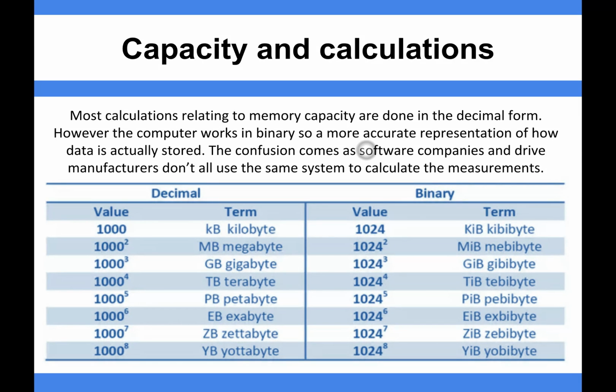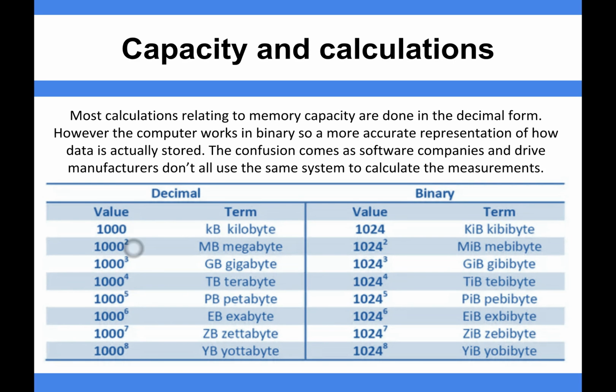However, computers work in binary. So a more accurate representation of how data is stored would be doing it divided by 1,024. The confusion comes as software companies and drive manufacturers don't both use the same system.